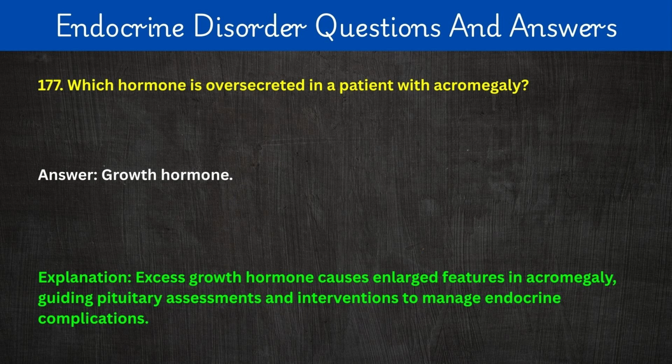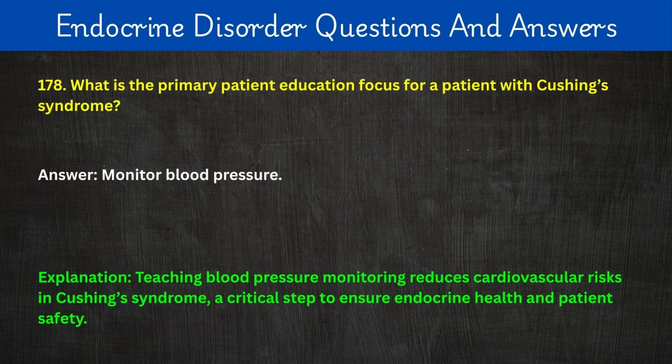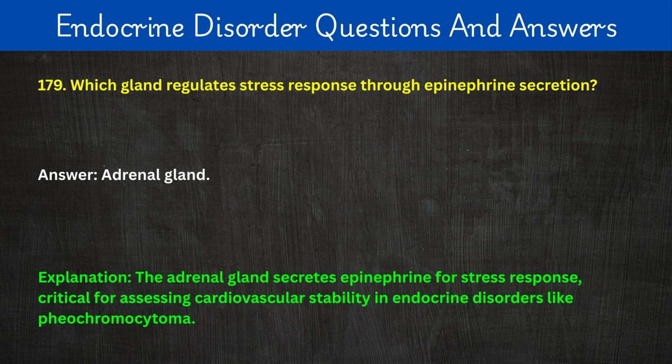Answer: growth hormone. Explanation: excess growth hormone causes enlarged features in acromegaly, guiding pituitary assessments and interventions to manage endocrine complications. 178. What is the primary patient education focus for a patient with Cushing's syndrome? Answer: monitor blood pressure. Explanation: teaching blood pressure monitoring reduces cardiovascular risks in Cushing's syndrome, a critical step to ensure endocrine health and patient safety.